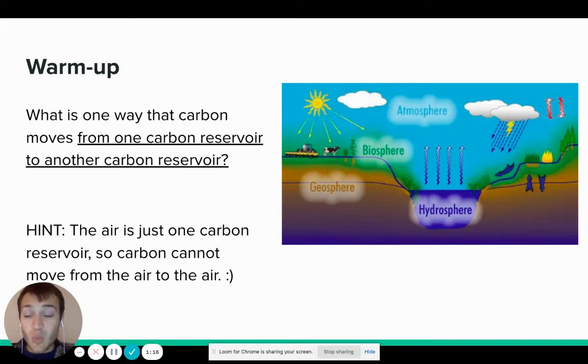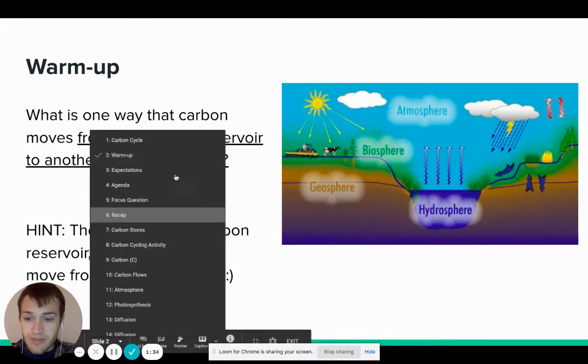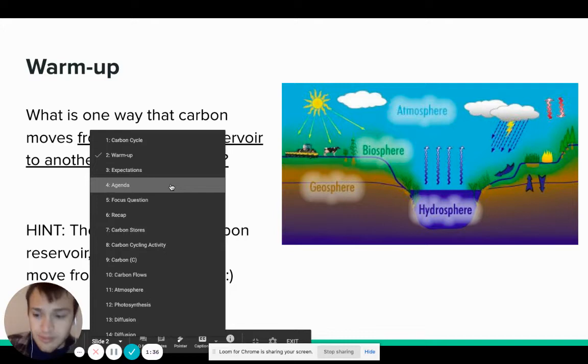The air is just one carbon reservoir. So carbon cannot move from the air to the air. That's not a way that carbon moves from one reservoir to another reservoir. So you should pick something else. All right. Go ahead and pause the video to answer that question, and then when you're ready, come back.